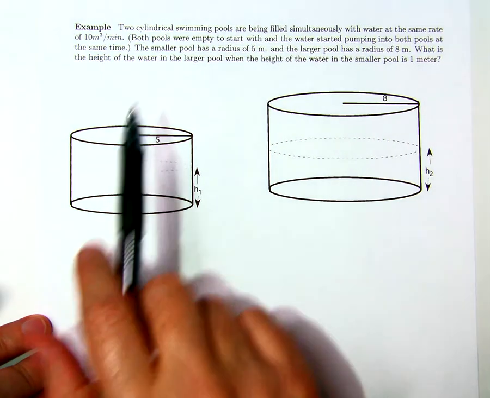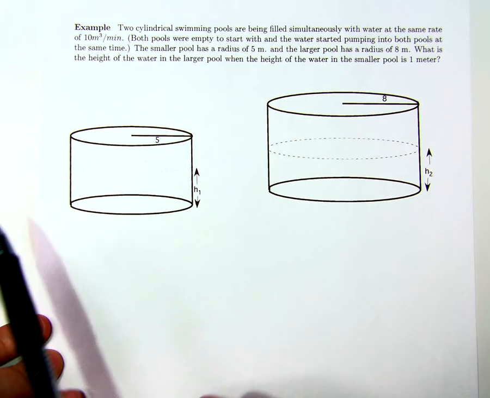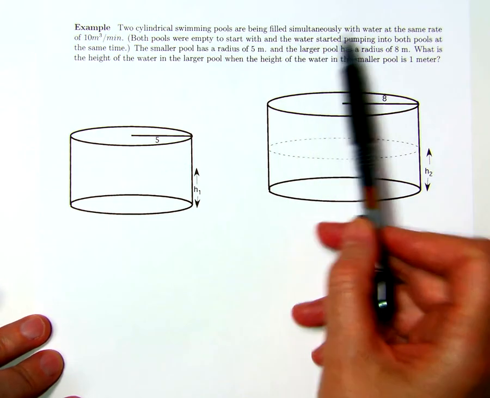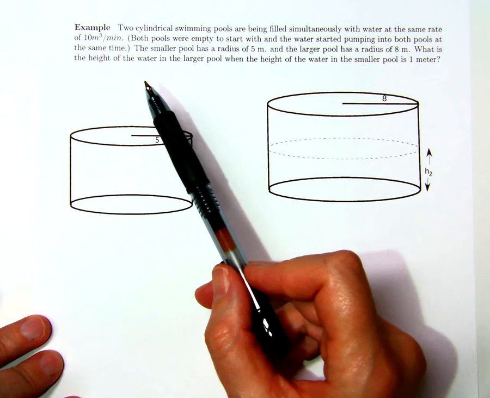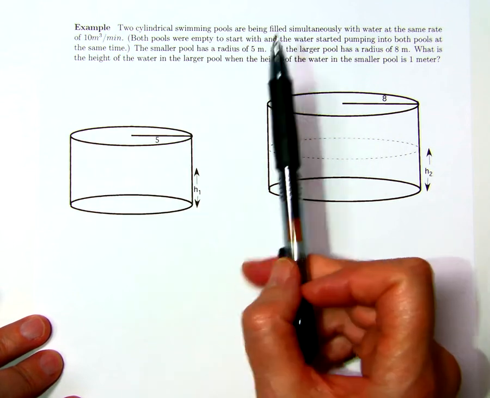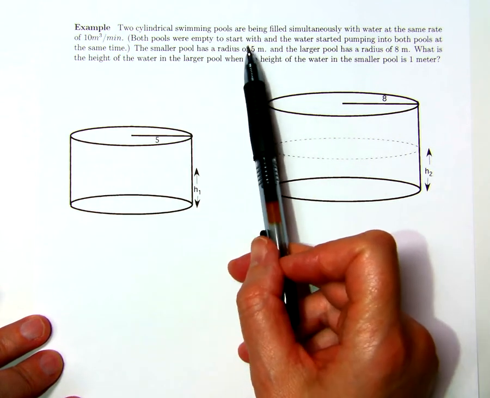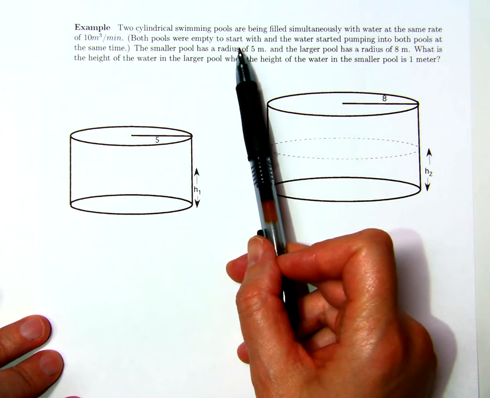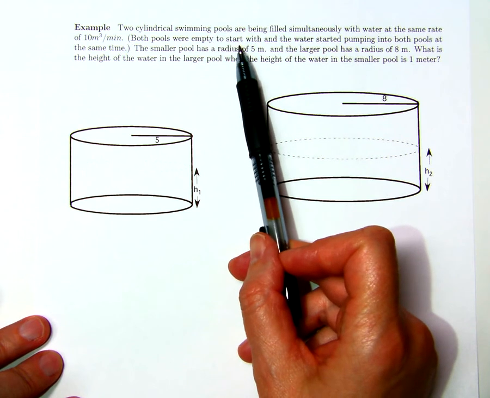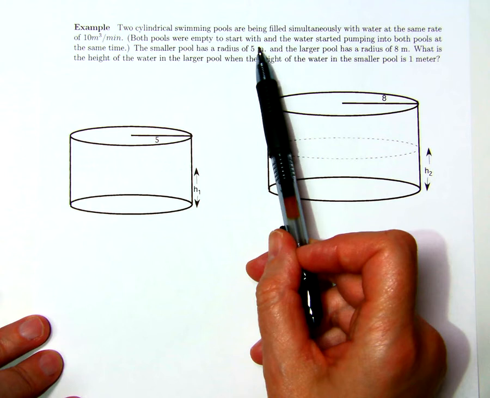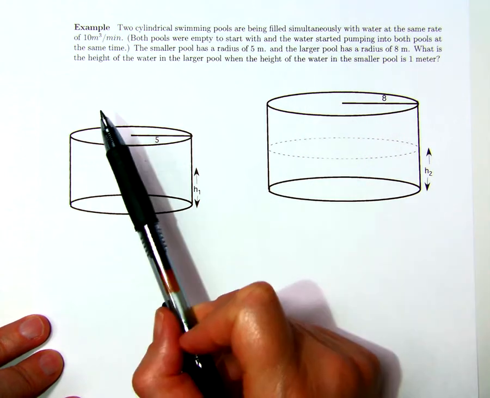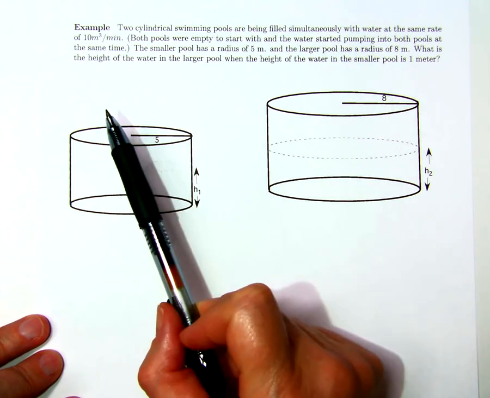Okay, here we have two cylindrical swimming pools, and they're being filled simultaneously with water at the same rate, 10 cubic meters per minute. And whoever is filling these pools, they were both empty to start with, and they start pumping in the water at the same time to both pools.